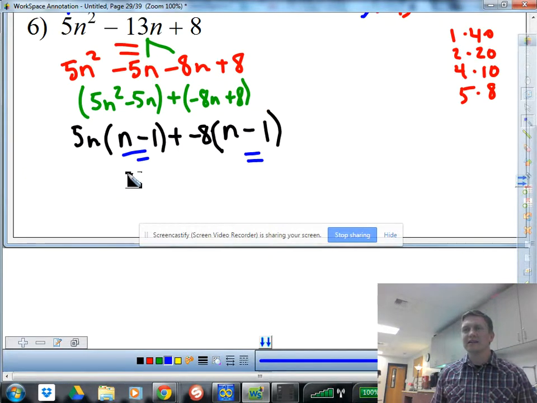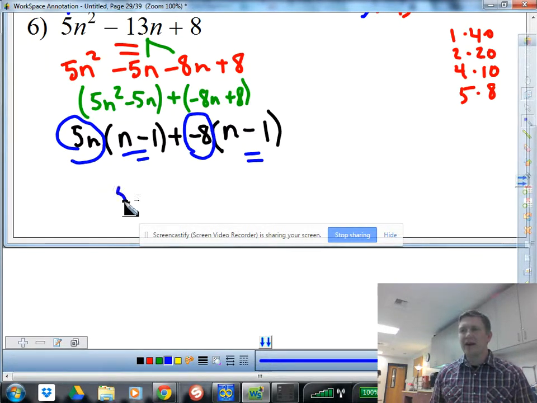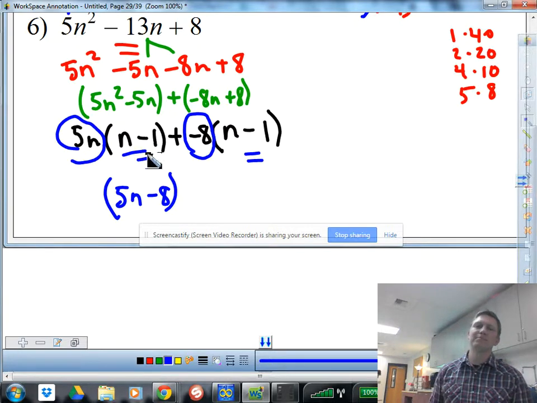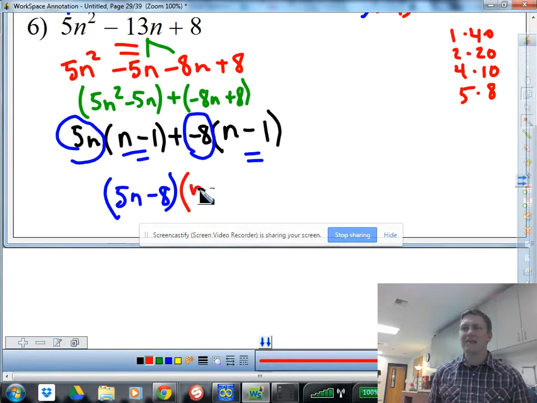And then what I do is I take this piece and I put it together with this piece over here, and I rewrite it this way, 5n minus 8, and I put parentheses around it. And since both of those terms are being multiplied by n minus 1, I'm going to write n minus 1 as the second grouping. Since both pieces are being multiplied by the same thing, I only have to write it once, and that is my final answer right there.